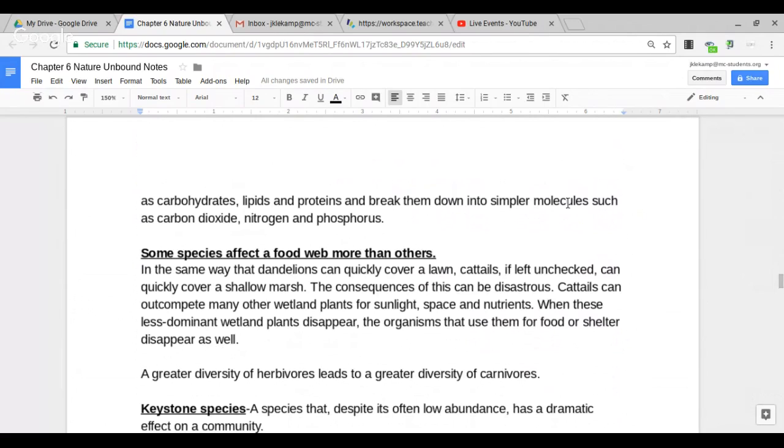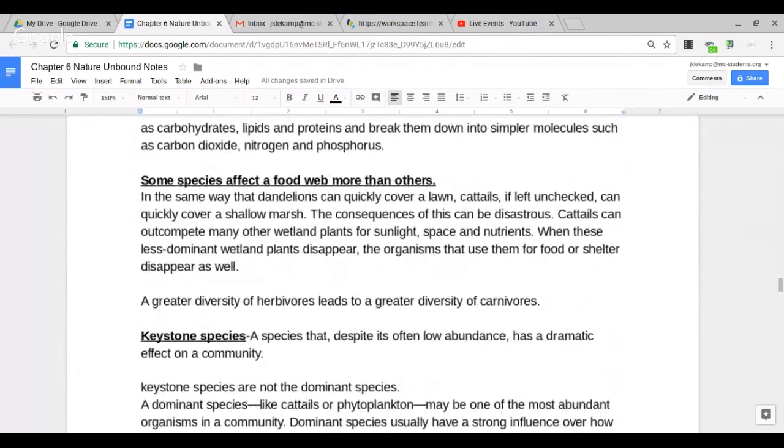Some species affect the food web more than others. When we look at it the same way, right here's an example that dandelions can take over a spring lawn. A lot of people that take good care of their lawn want green grass, no dandelions. Cattails are the same thing. If we look in a marsh or a shallow marsh, they can take over and outcompete a lot of the plants for sunlight, space, and nutrients. When that happens, you're going to lose a lot of shelter and possibly food for other organisms.